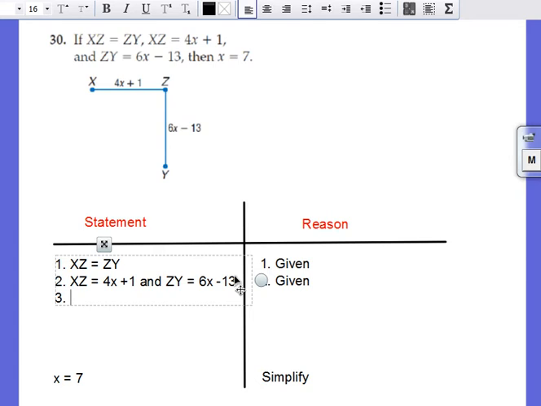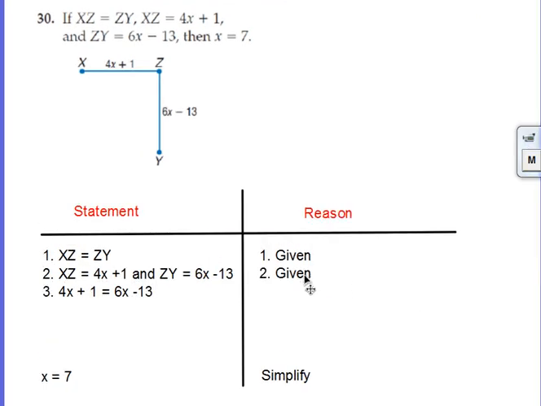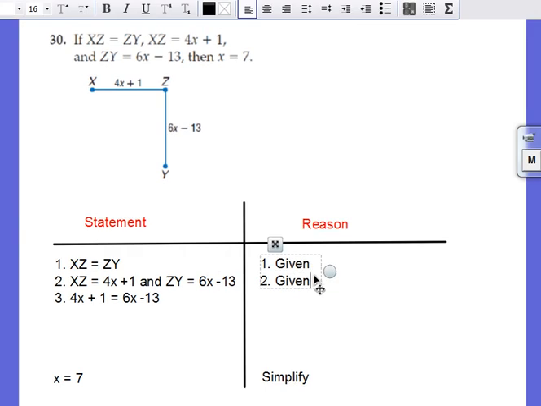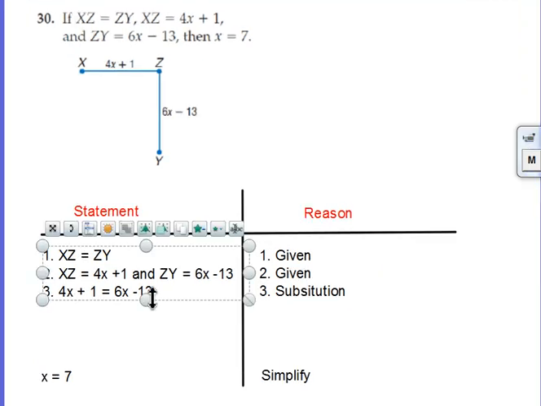Since we know that these particular distances are the same, in other words, the distance from X to Z is equal to the distance of Z and Y, and we know these are the expressions that represent both these distances, then we're just going to substitute. So here we put 4x plus 1 is equal to 6x minus 13. And then what would be the reason for that? As we always do, we just put substitution. I believe that's how you spell it. Alright, now let's continue solving this.